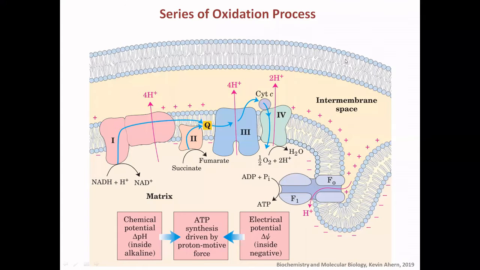So this is the outer mitochondrial membrane. We can see this is the phospholipid bilayer. This is the inner mitochondrial membrane. We can see this is also a phospholipid bilayer. The space between the two mitochondrial membranes is known as the intermembrane space, and the lumen of the mitochondria, or the space inside the inner mitochondrial membrane, is called the matrix.